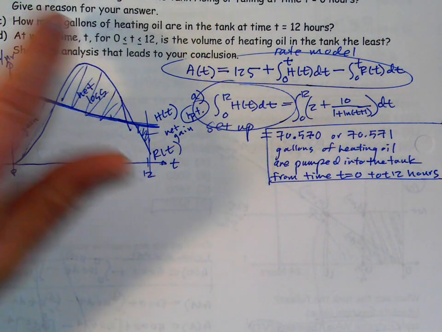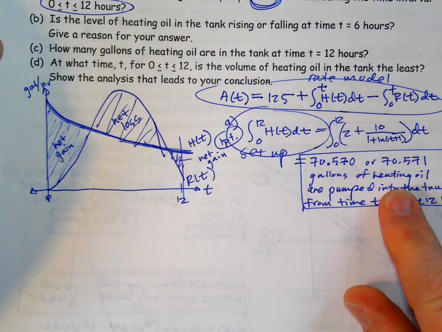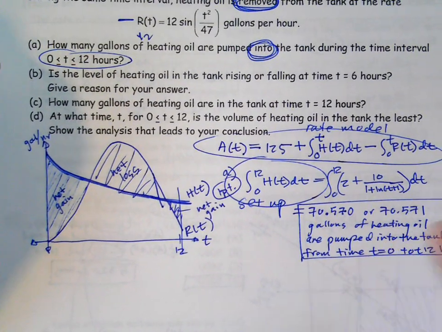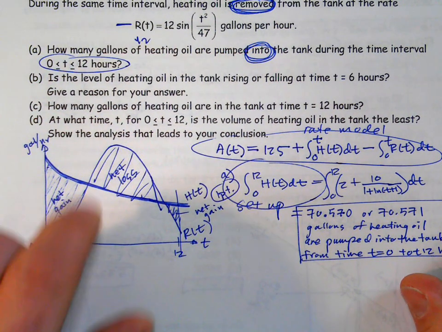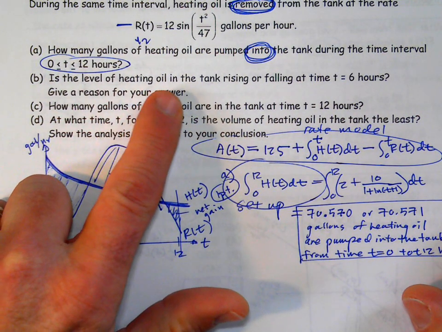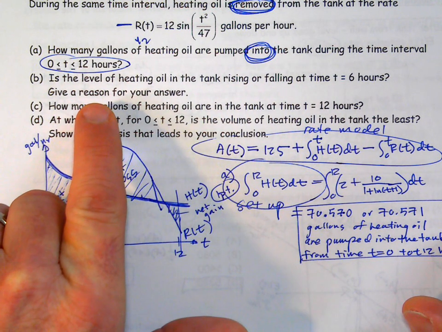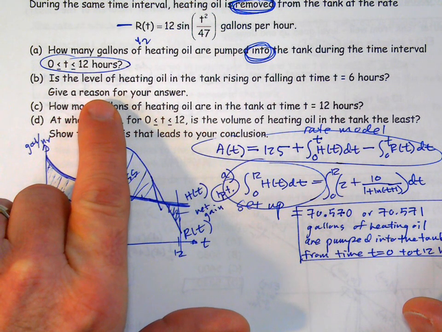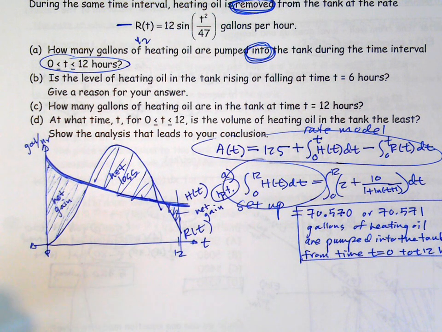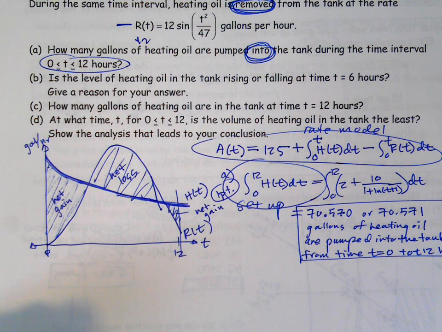Part B says, so this is kind of typical. Part A, they might just ask for the total of one of the rates. Part B: is the level of heating oil in the tank rising or falling at time t equals 6 hours? Give a reason for your answer. So is the amount of oil in the tank increasing or decreasing, rising or falling?